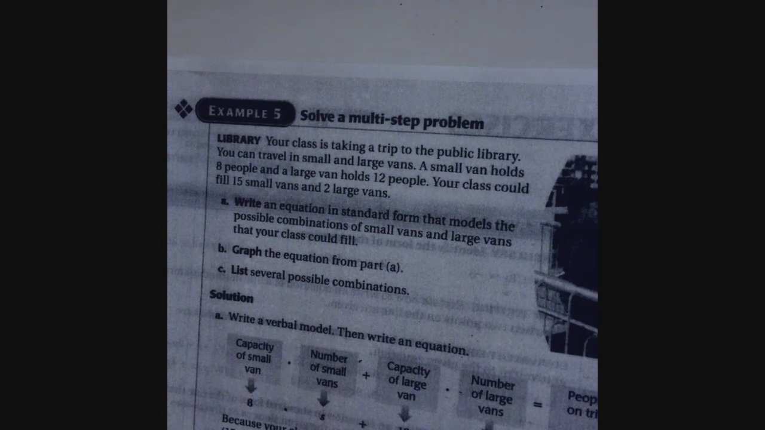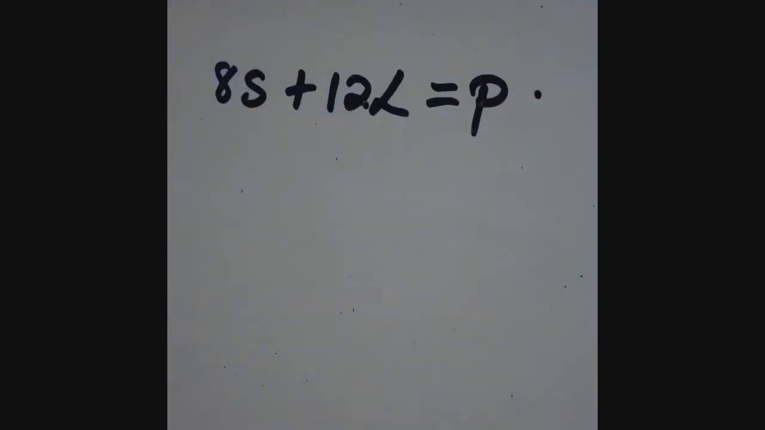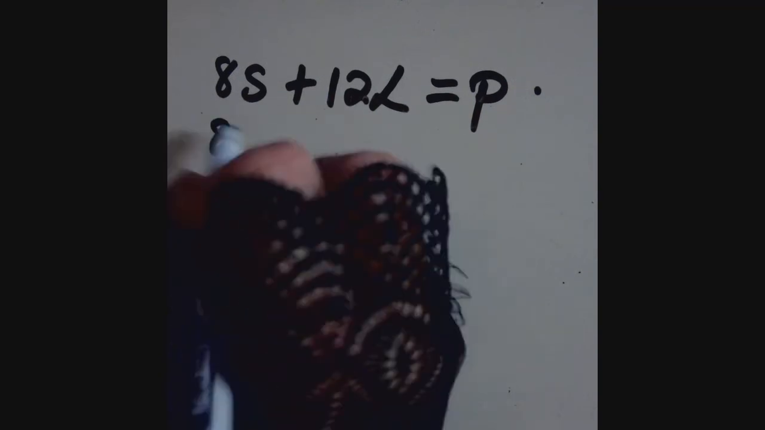A small van holds 8 people and a large van holds 12 people. Your class could fill 15 small vans and 2 large vans. So there's your key. Can fill 15 small and 2 large. So don't you think I can put the 15 where the S is and the 2 where the L is? And that's exactly what I'm going to do, and then we're going to know how many people there are.